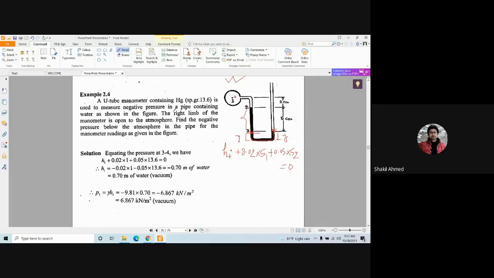Now what is S1? S1 is water, so this is 1. What is S2? S2 is mercury, 13.6. Done. So H will be minus 0.7 meters. That means the pressure is negative, vacuum. If you write vacuum, you don't need to write negative. If you do not write vacuum, you have to say negative. Anyway, PW1 equals gamma into H1, similarly minus 9.81 into 0.7. Negative.